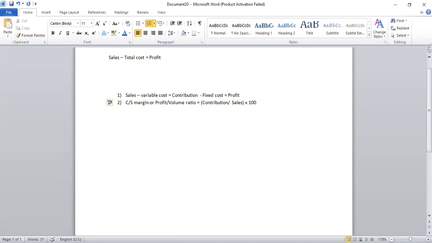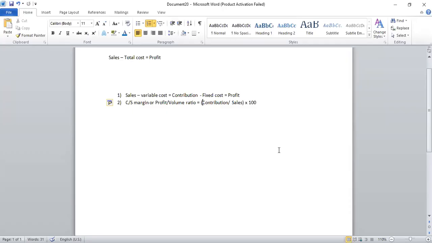Why are we calling it profit volume ratio? The reason is that in the short run, contribution is the profit, because if there is a positive contribution, this will anyway take care of the fixed cost in the long run. That is the assumption of marginal costing. So the profit part is taken to be the contribution, not the final profit after the fixed cost is also deducted. In the short run, this is the profit for a volume of sales. So that is the assumption.